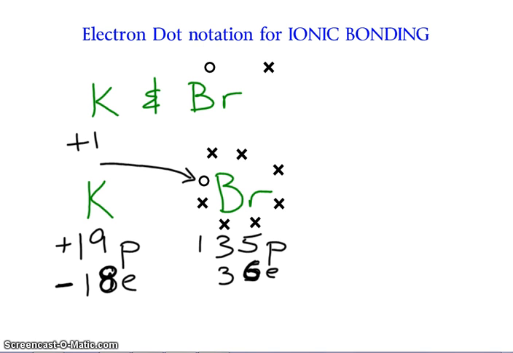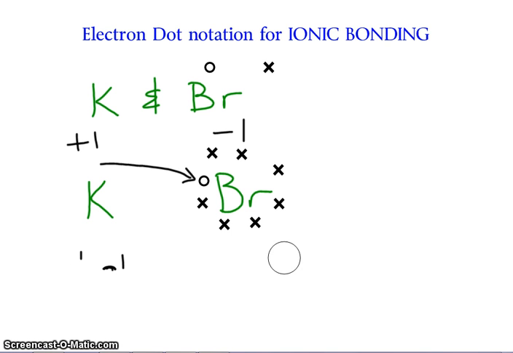35 protons means we have a positive 35 charge on the nucleus. 36 electrons means that we have a negative 36 charge in the electron clouds. Positive 35 plus negative 36 yields an overall charge of negative 1 on the bromine. They started off as neutral atoms, but now they have charges. Atoms that have charges are called ions. So this is now a potassium ion. This is now a bromide ion.